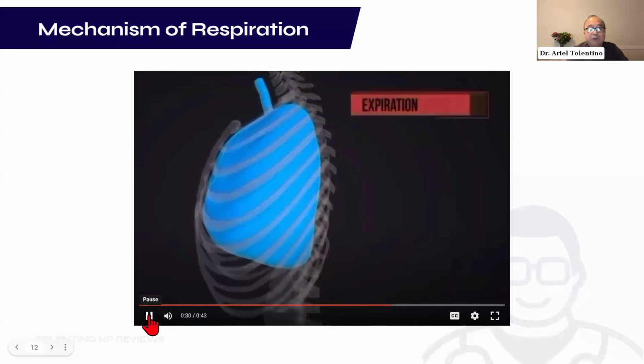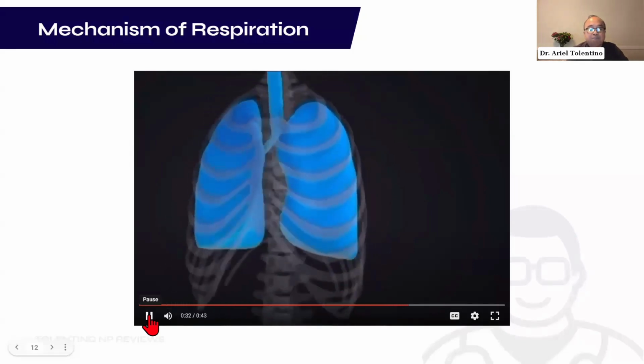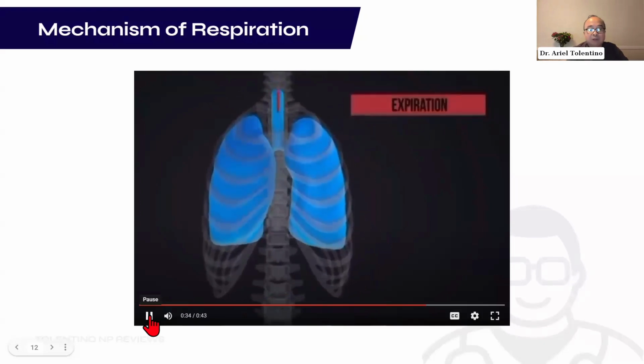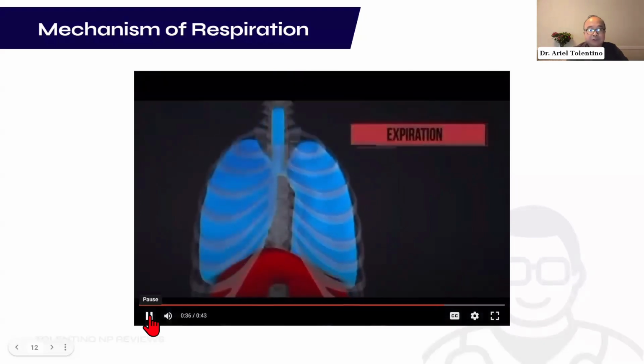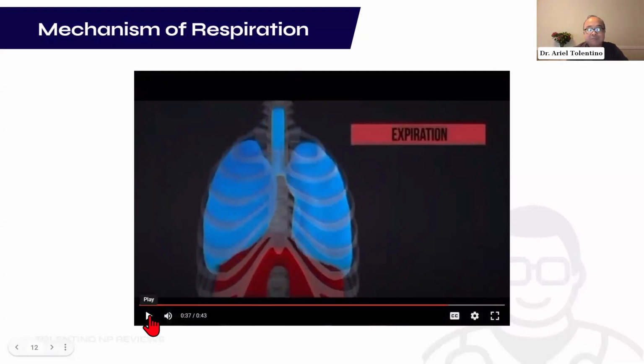Now, very important to note also is the presence of the dome-like structure, which is, of course, your diaphragm. Now, on expiration, your lungs are collapsing because air is being exhaled into the environment. And of course, your diaphragm will be more dome-shaped. It will be more elevated, okay?